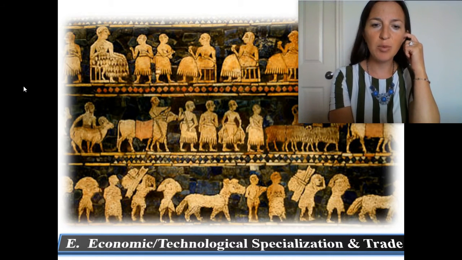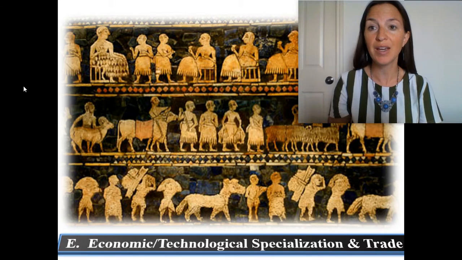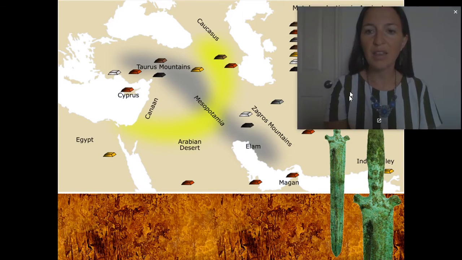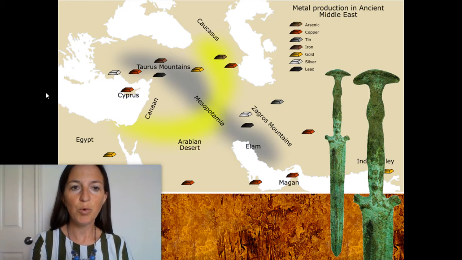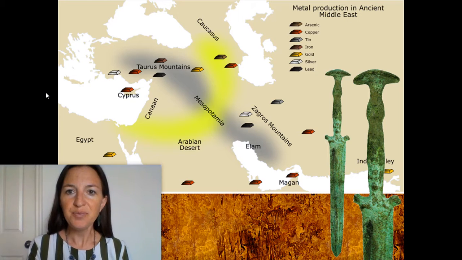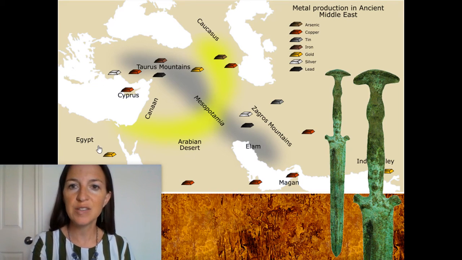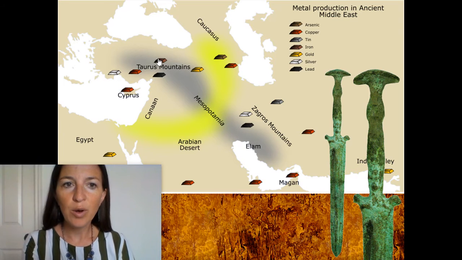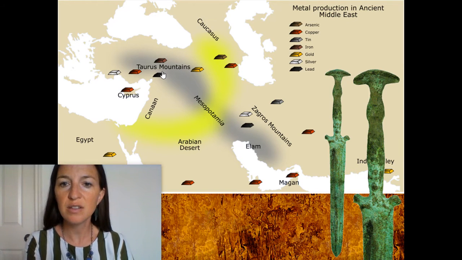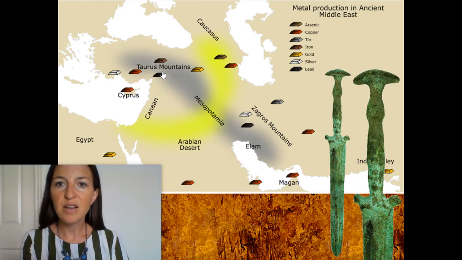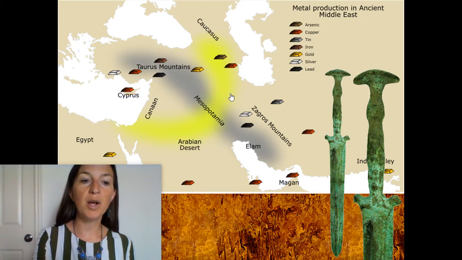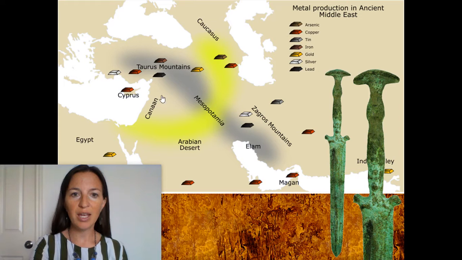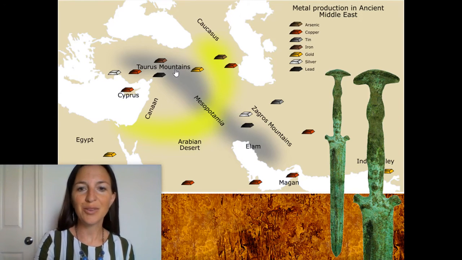E, we're going to talk about the economic and technological specialization and trade in the Middle East. If you look at this diagram of the ancient Middle East, what kinds of metals were mined and then could be traded? Egypt had some gold there, you can see. Now look at where iron could be found up in the mountains, and silver in places. Because no one place has all of these metals, these regions are crossroads of the trading. It's right through here.